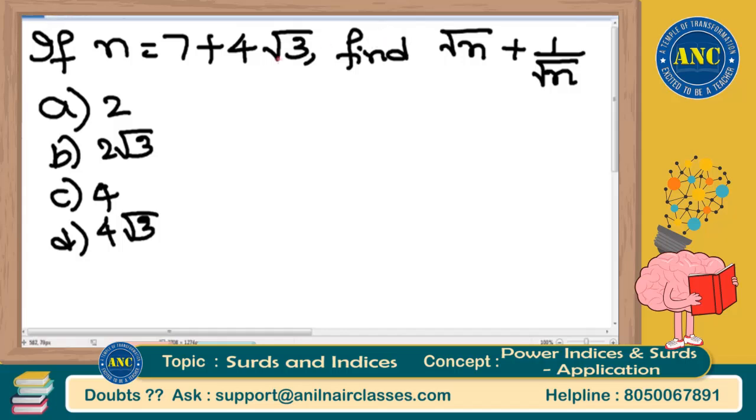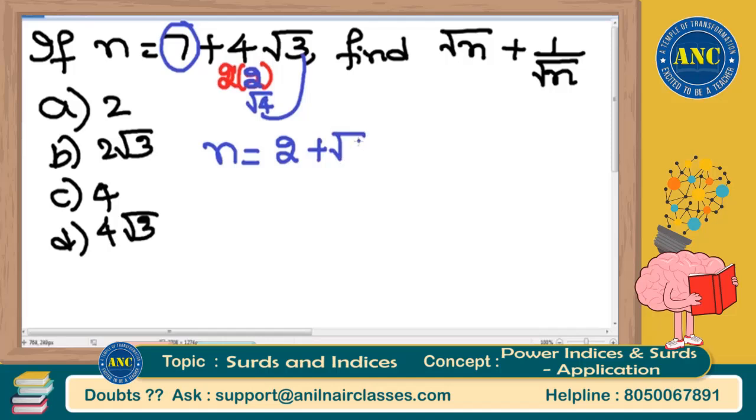Now see here, n is 7 plus 4 root 3. This 4 can be written as 2 into 2. I told you in multiple classes, this 2 is nothing but root 4. Root 4 and root 3, 4 plus 3 is 7. So directly I can write the value of n as root 4 plus root 3, or in other words 2 plus root 3. If n is 2 plus root 3, I want to find the square root of this. I found it: root n is nothing but 2 plus root 3.